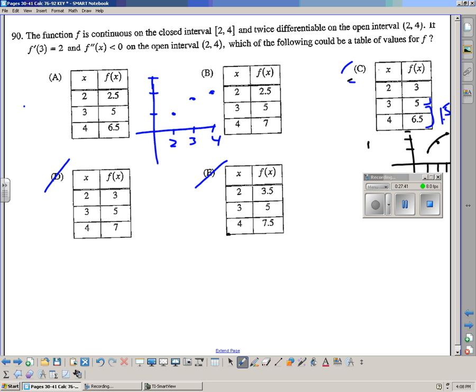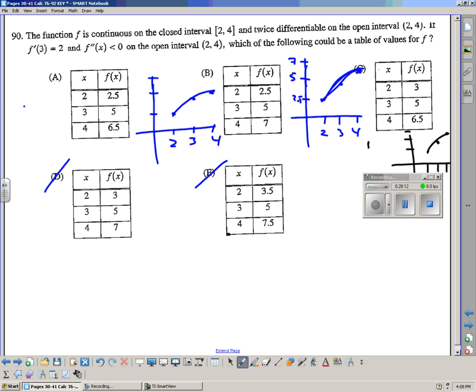Versus 2, 3, 4, 2.5, 5, and 7. And then 3, 5, and 6.5. So I have that graph still. So here's my other graph. It's concaving down, but pretty slowly, this guy. This guy is concaving down also.